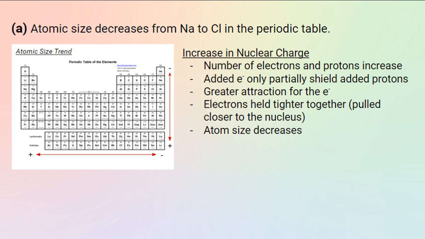So across the periodic table from Na to Cl, the number of electrons and the number of protons in the nucleus increase. This results in an increased nuclear charge, so the greater attraction for the electrons draws them in closer and pulls the electrons tighter together. And so this makes the atomic size smaller as we move across the periodic table, which is why atomic size decreases from Na to Cl.